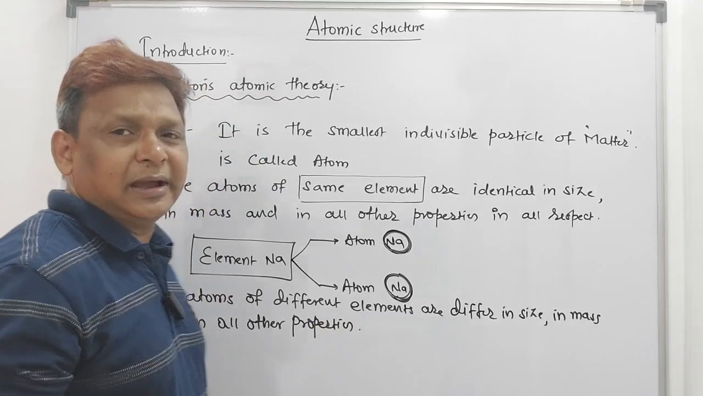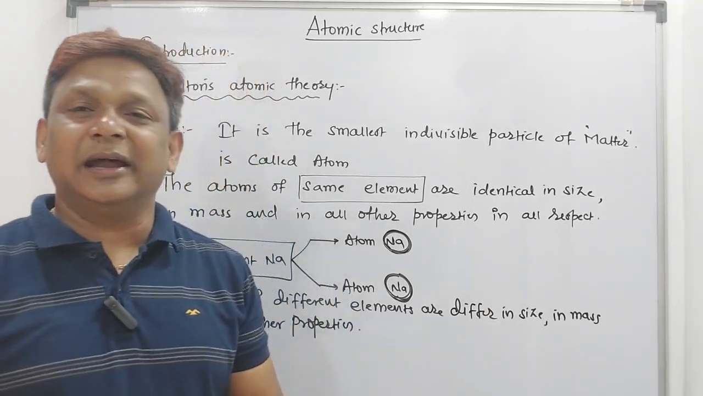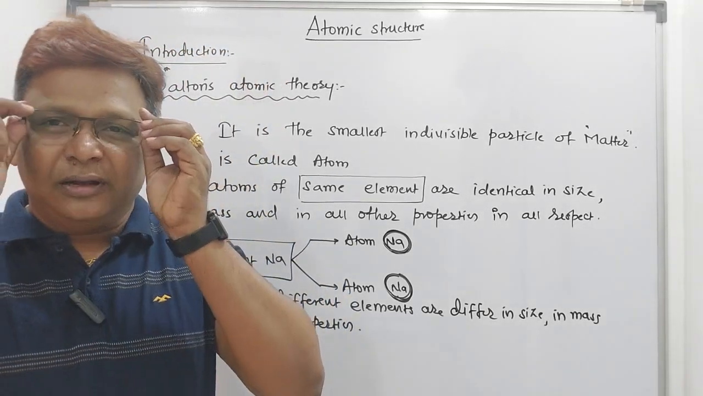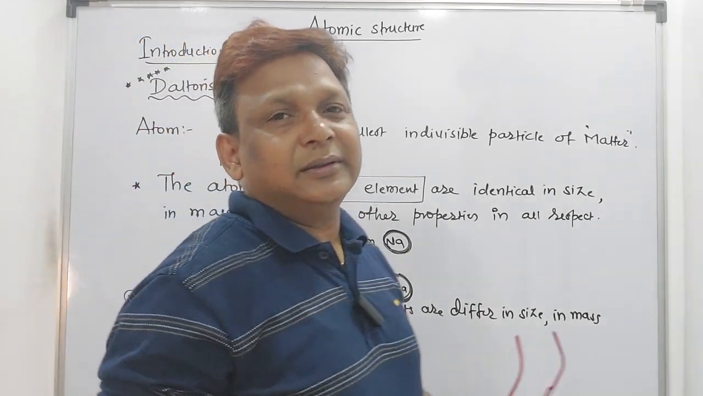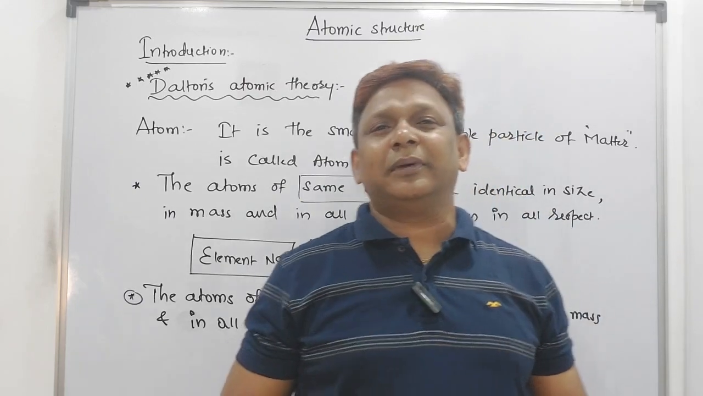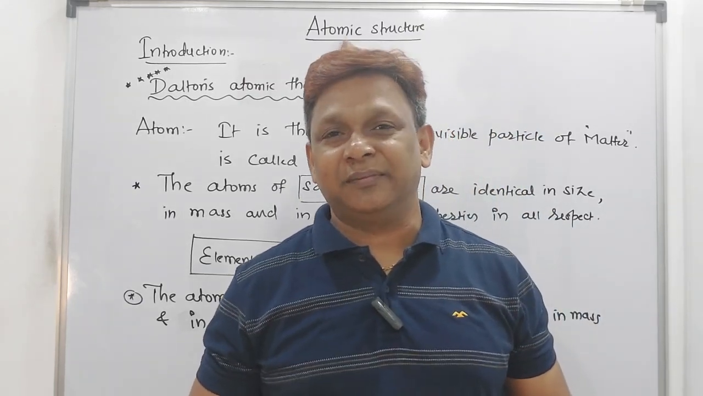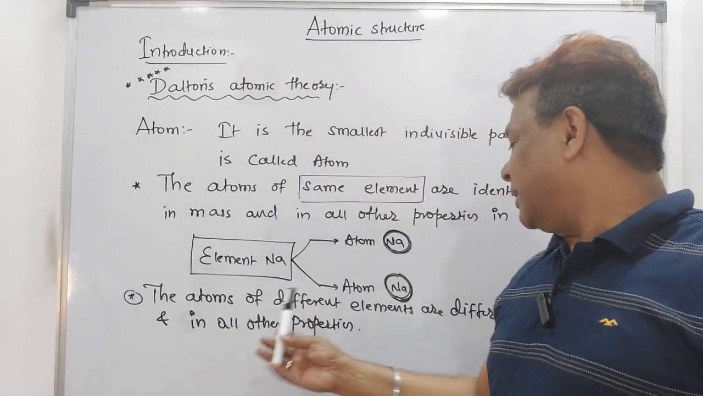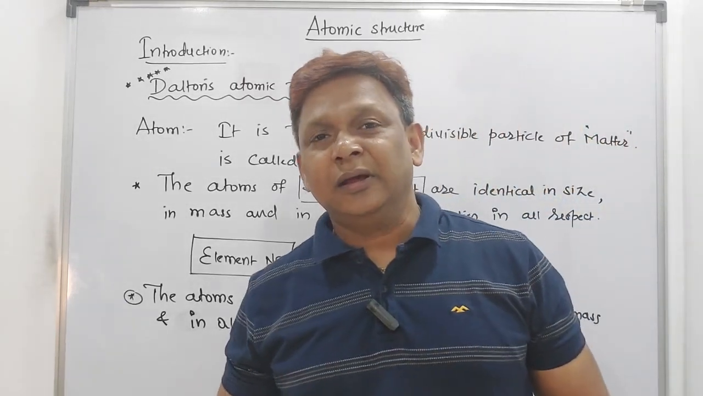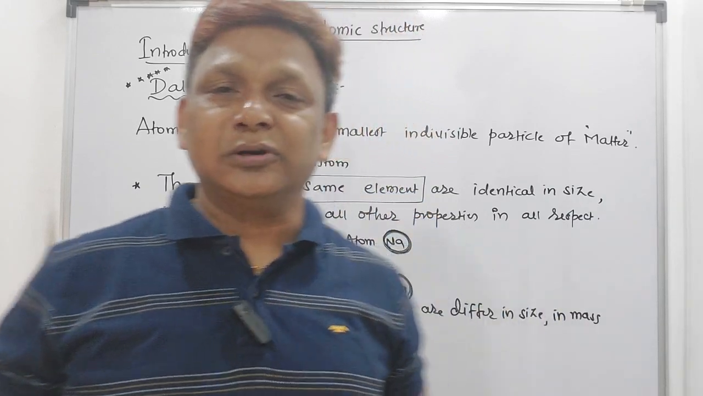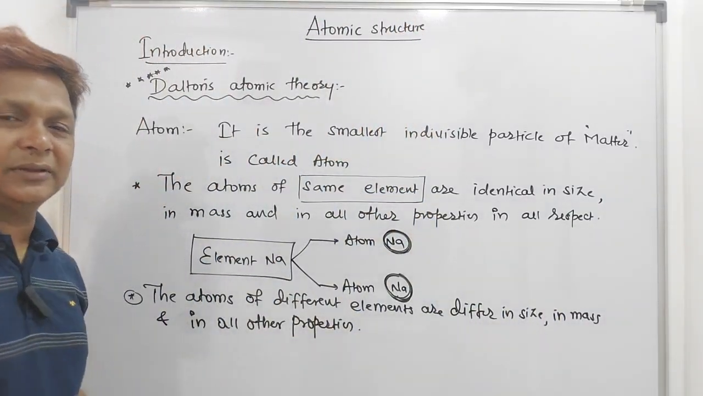For example, you take the atom of sodium and take the atom of aluminum. If we take the atom of sodium and atom of aluminum, what will we find here? The mass of the sodium atom and the mass of the aluminum atom can never be the same. They differ in their masses. Even they differ in their size. Even they differ in their properties. So this is an important postulate given by Dalton's atomic theory.